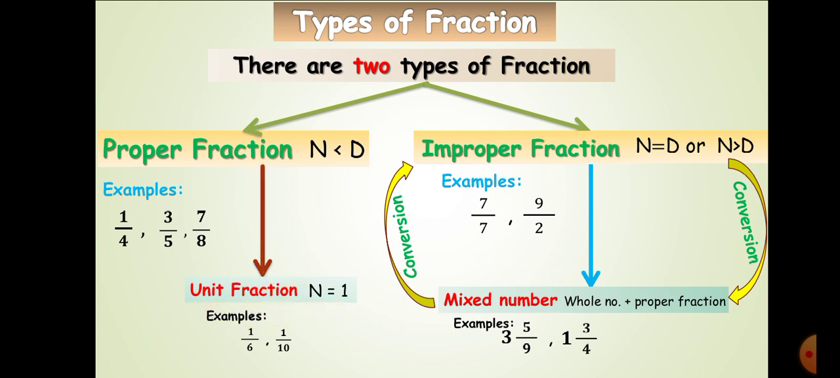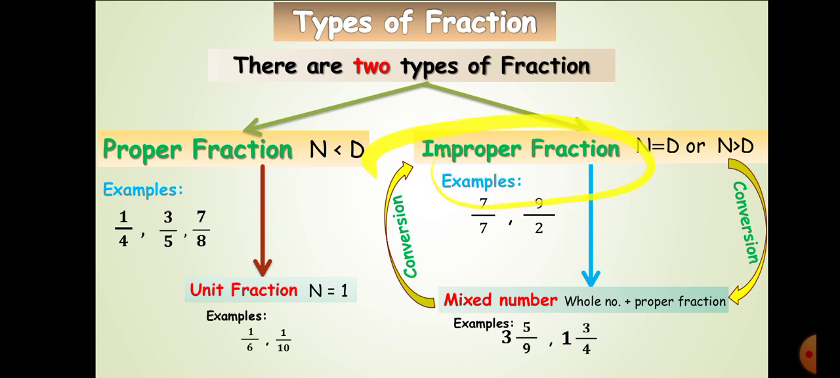Unit fraction basically means whenever your numerator is 1, like 1 over 6, 1 over 10, because we never put the 0 in the denominators, it's not a divisor. Every number is greater than 1 except 0, so that's why it's going to be a proper fraction. Then we're having an improper fraction.